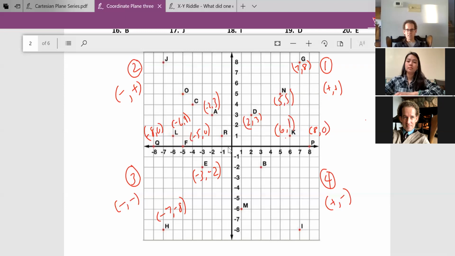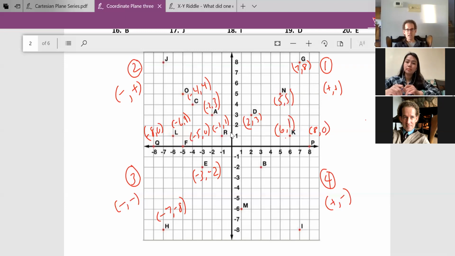And R, I'm going to the left 1, I'm up 1. So I say -1 first and +1 for R. And then C, I'm going to go over 4 to the left, so that's negative. And then I'm going to go up 4, so that's positive. So C is going to be -4, +4.